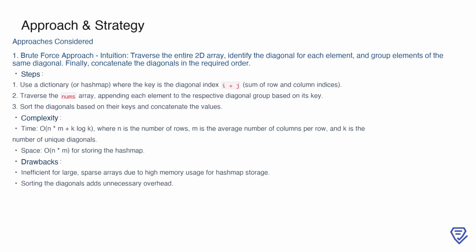The time complexity includes the cost of sorting the diagonals, and the space complexity can be significant for large or sparse arrays due to the overhead of storing the hash map. This makes the brute force approach inefficient and less suitable for scenarios involving large datasets.